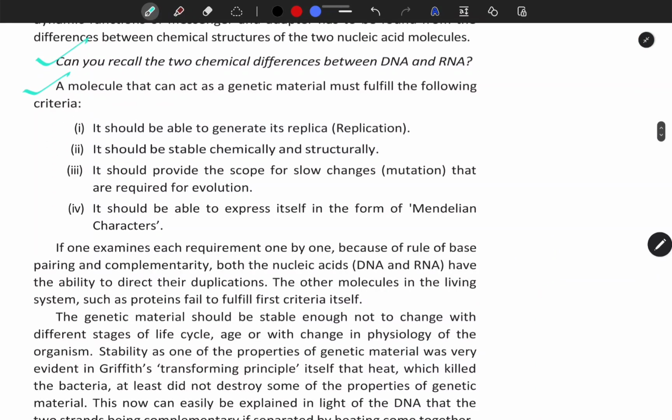A molecule that can act as a genetic material must fulfill the following criteria. First, it should be able to generate its replica, that is replication. Second, it should be stable chemically and structurally. Third, it should provide the scope for slow changes, that is mutation, that are required for evolution. And fourth, it should be able to express itself in the form of Mendelian characters.